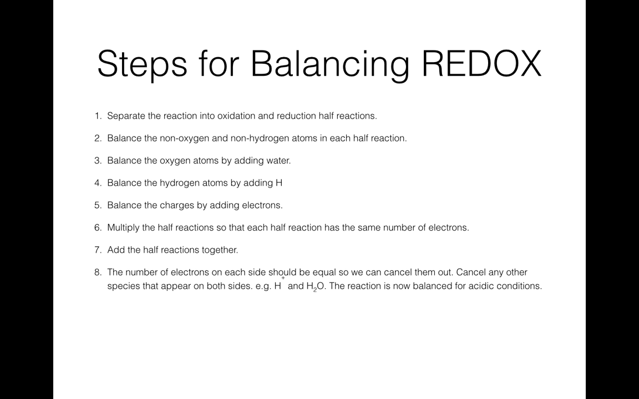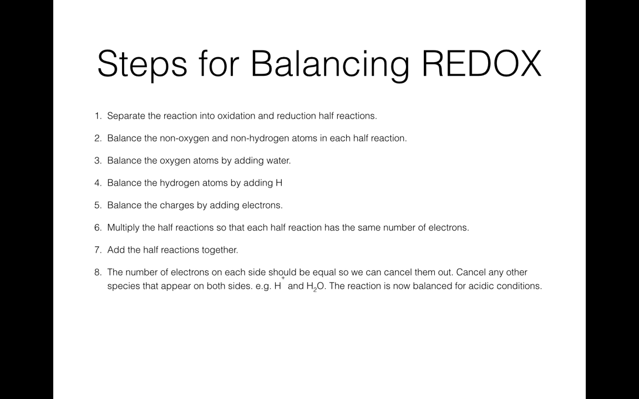What we may also find is that there's some other species that we can cancel out on both reactant and product side as well, for example, H+ or water. And once we've canceled anything that appears on both sides of the equation, we now should have a reaction that is balanced for acidic conditions. Now, if you're looking to balance your reaction for acidic conditions, you're now done. You can stop at step 8.